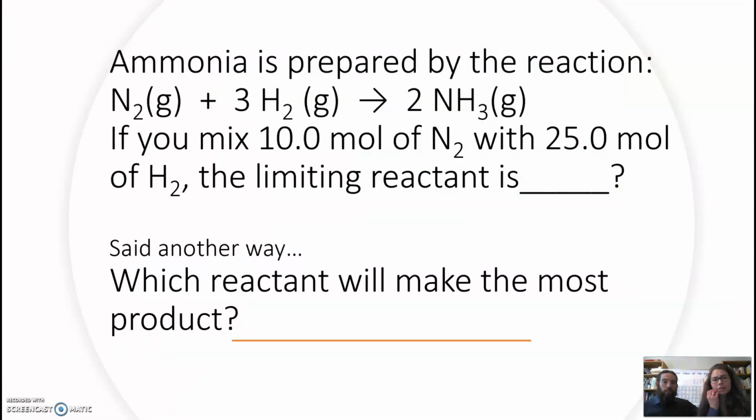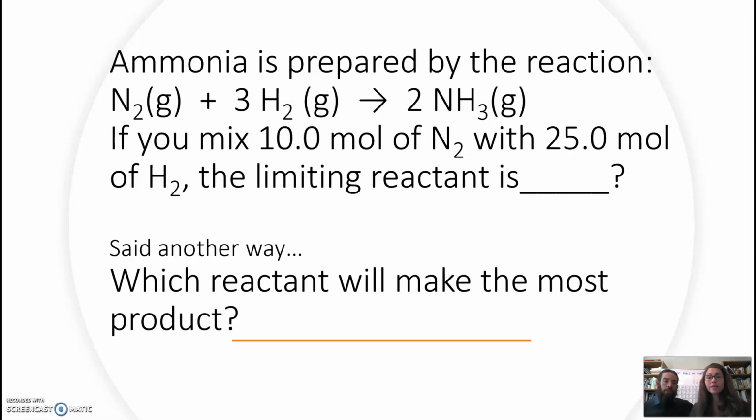All right, so here's another example. Ammonia is prepared by the following reaction. We have coefficients. It is balanced. So it says if you mix 10 moles of nitrogen with 25 moles of hydrogen. This is a clue that this is a limiting reactant problem. When you start with given amounts of both of your reactants, you don't know which one is going to run out first until you calculate it. So that means this is a limiting reactant problem, and we have to figure out which one will run out. That's the question. Which reactant will run out?